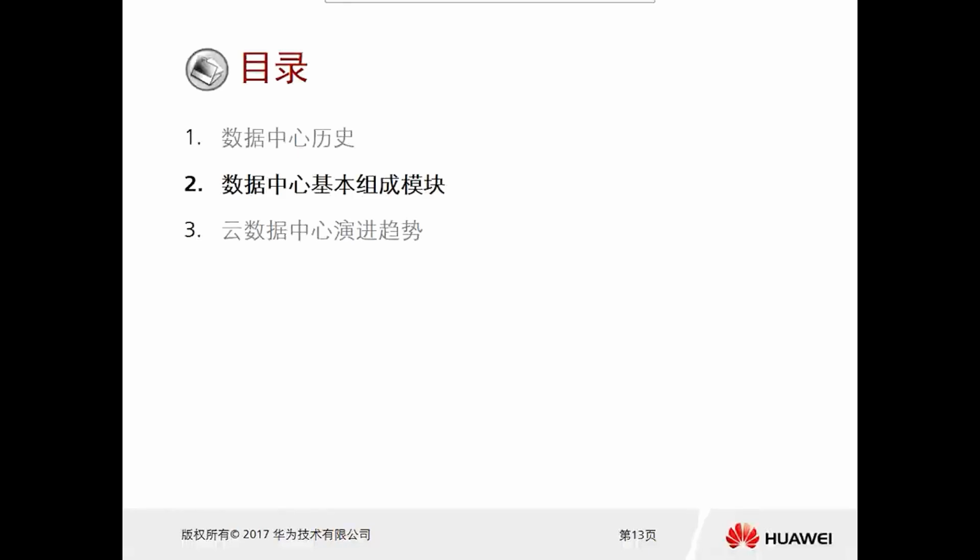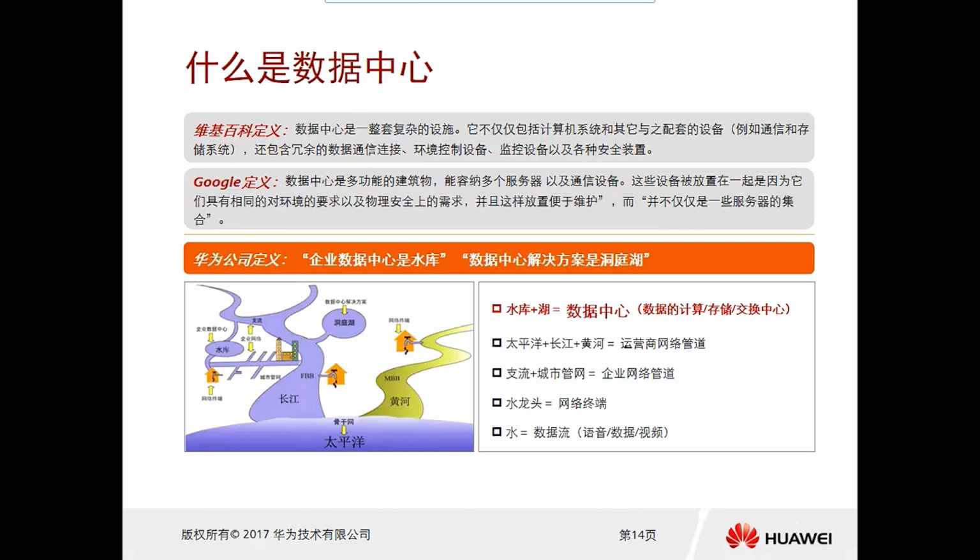Let's learn more about the basic components of our data center. So let's first take a look. Returning to the question, what is a data center?